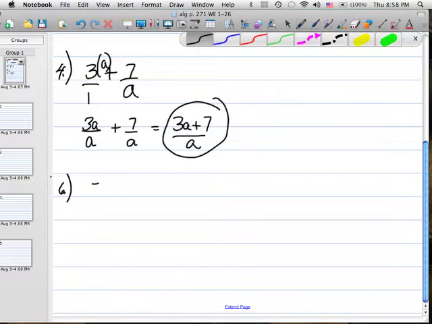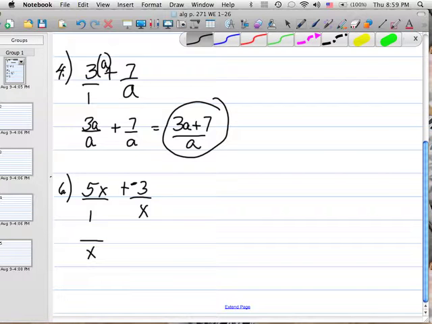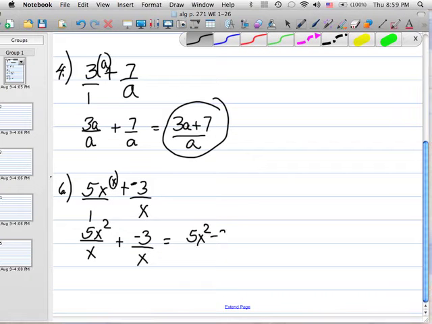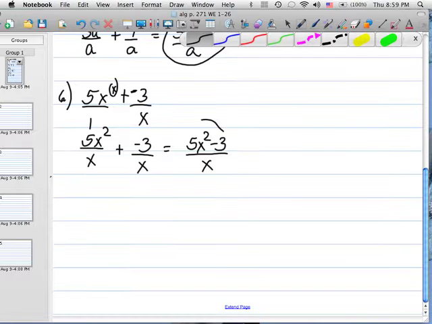Problem number 6, we have 5x minus 3 over x. Make that plus a negative 3. Put the 5x over 1. The least common denominator is x. We need to multiply the first fraction by x. So we end up with 5x squared. Second fraction has x as its denominator, so we just rewrite it. Since they have the same denominator, then our answer is 5x squared minus 3 over x. And the numerator cannot be factored, so we are done.